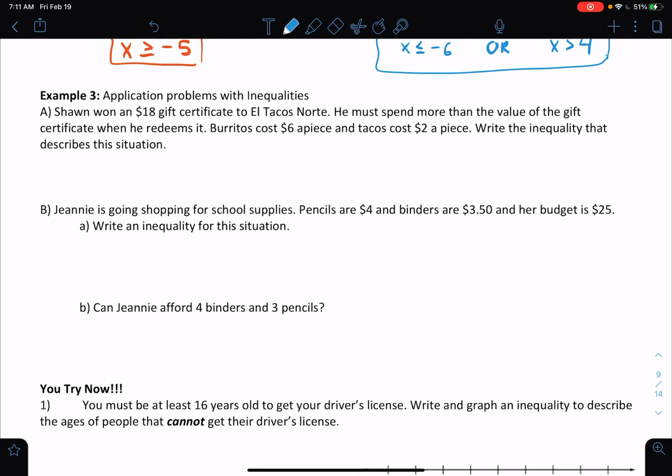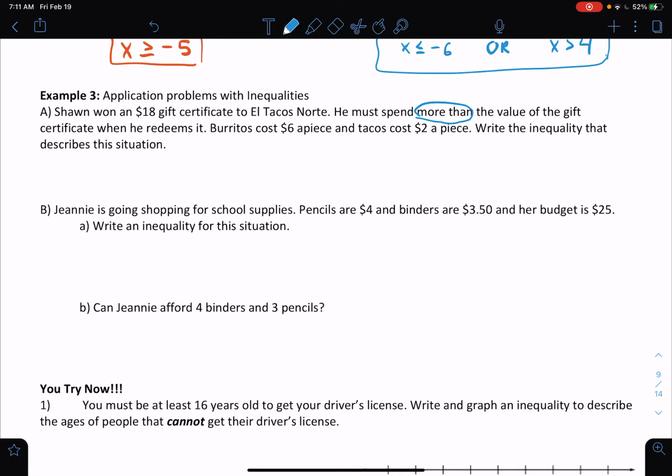All right, so let's knock out this last application problem situation. So example 3. You'll notice these are going to be in standard form. Sean won an $18 gift card. He must spend more than, so we see a key phrase there, more than the value of the gift card when he redeems it. Burritos cost $6 a piece and tacos cost $2 a piece. Write an inequality that describes this situation.